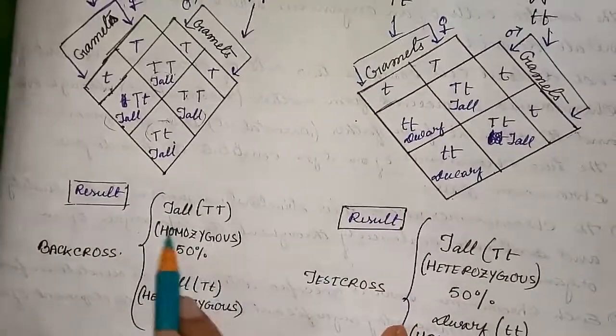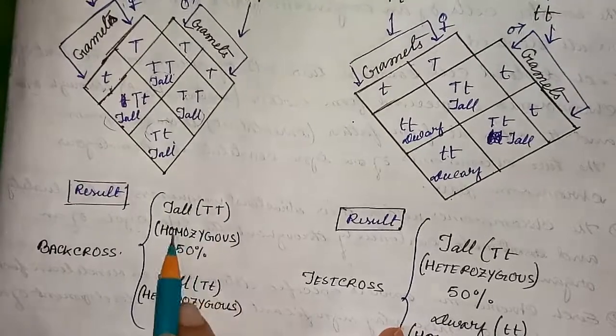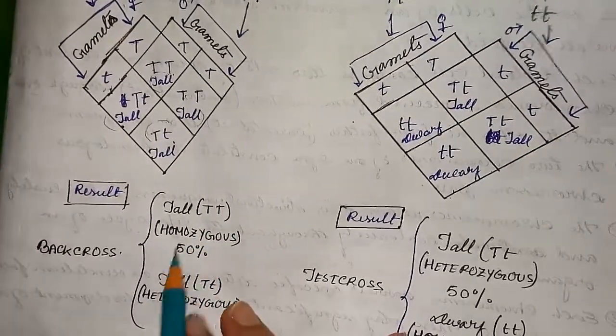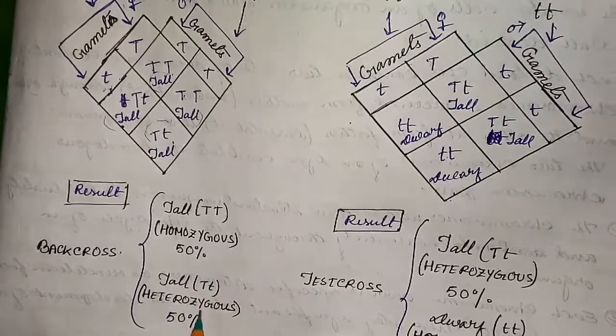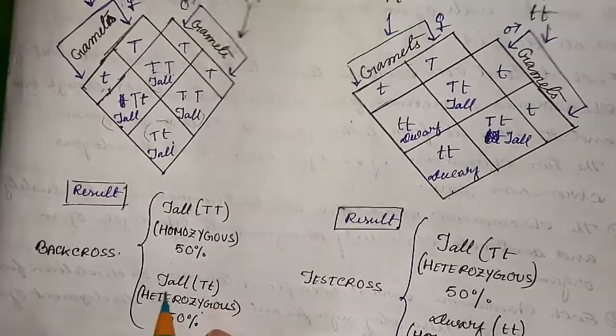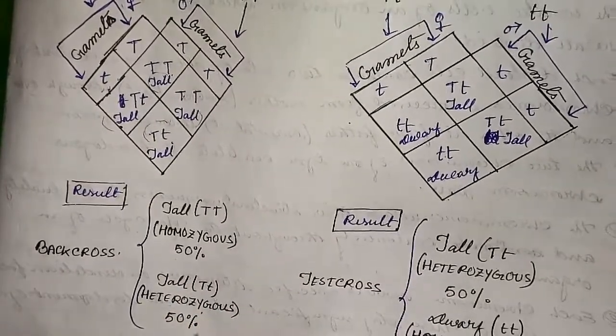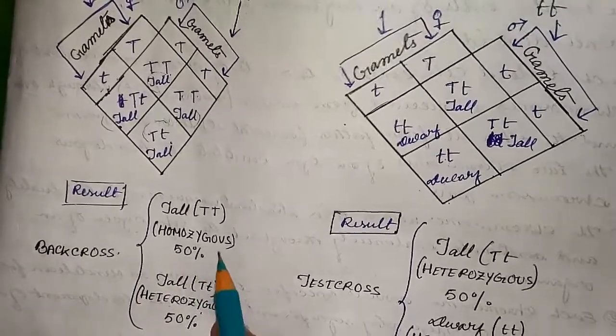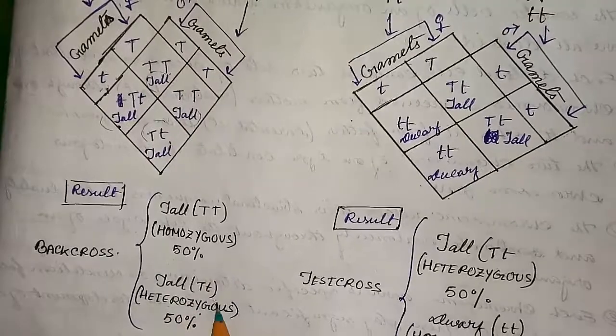So the result is homozygous tall plant, that means capital T, capital T, which is 50%, and the heterozygous tall plant, that means capital T small t, that is also 50%. So the result of backcross is 50% homozygous and 50% heterozygous plants.